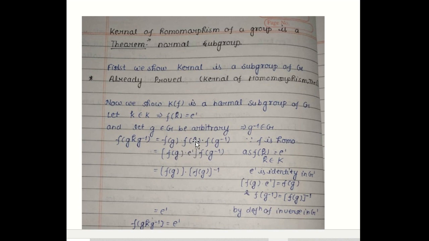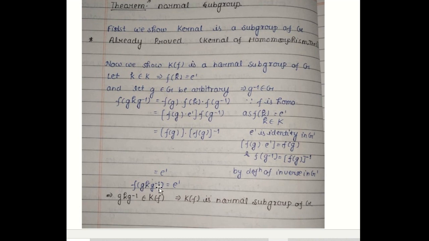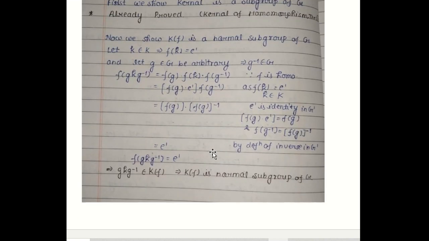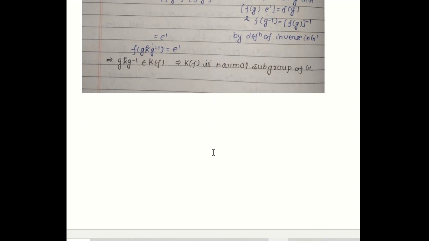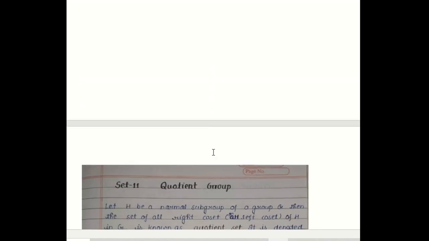Now e dash is the identity of the codomain, and f(g) will be an element of the codomain. So this will be the identity element, so it will provide you f(g). And by this, f(g) into f(g) inverse will be e dash. So this is equal to e dash. So if the image of any element is the identity of the range, then that element belongs to the kernel. So g k g inverse belongs to the kernel. So the kernel is a normal subgroup of G. That's all about normal subgroups and their related properties.